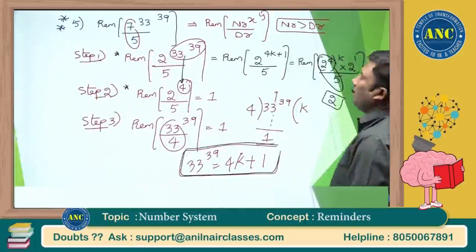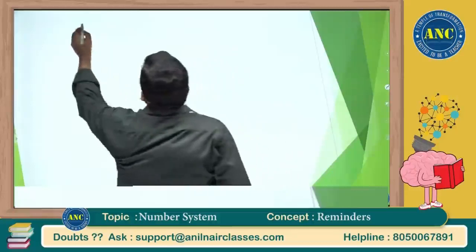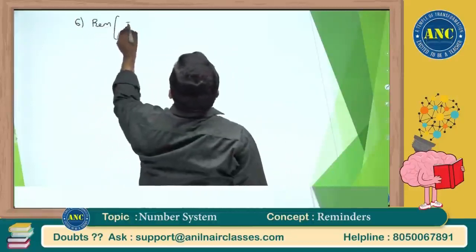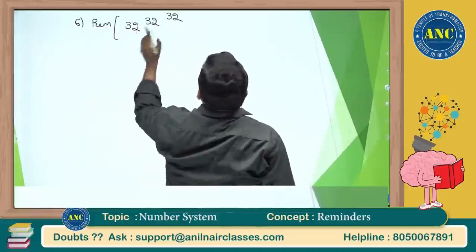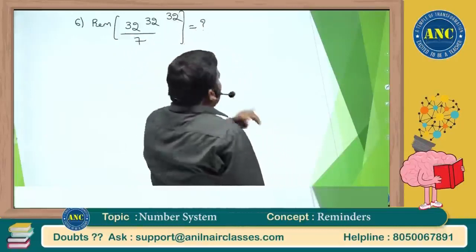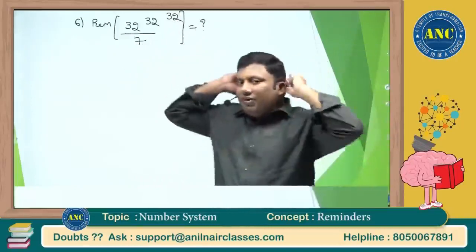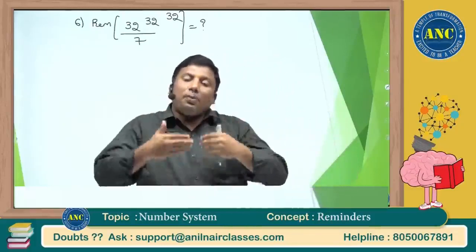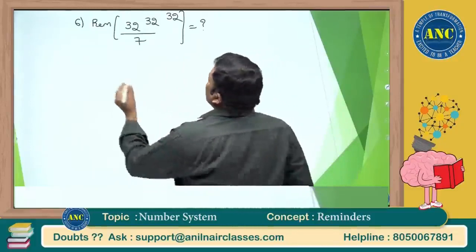Sixth question. As many questions as possible, we will solve in our class. Reminder: 32 power 32 power 32 divided by 7. The fifth question was the foundation problem. From the foundation, we'll keep on solving a few more problems so that we understand it step by step.